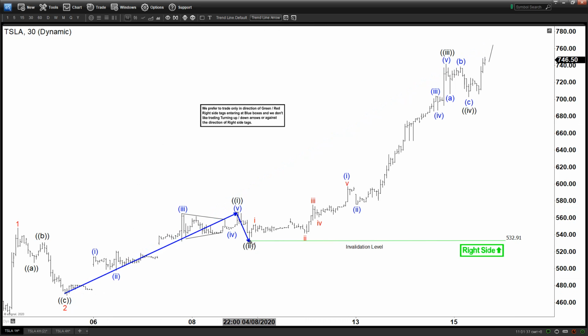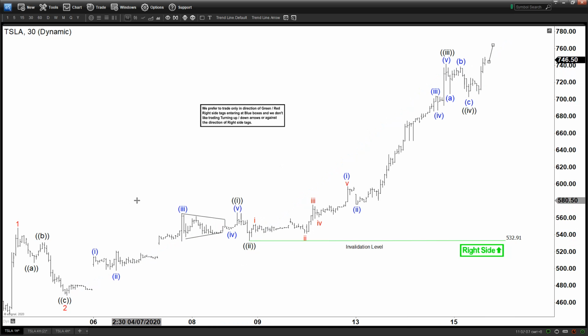So we have extension here 1, 2, 3, 4, and then now looking for a wave 5 that should be ending with 3 afterwards, and then after that we're going to have a wave 4 in red, followed by more upside in the wave 5. Okay, so all in all, we do like more upside. The right side is up in the shorter cycle. As long as we stay above 532.9, we are expecting continuation higher in Tesla. So that should be pretty straightforward.